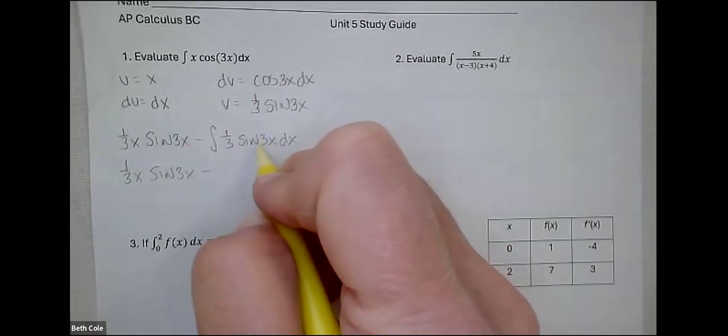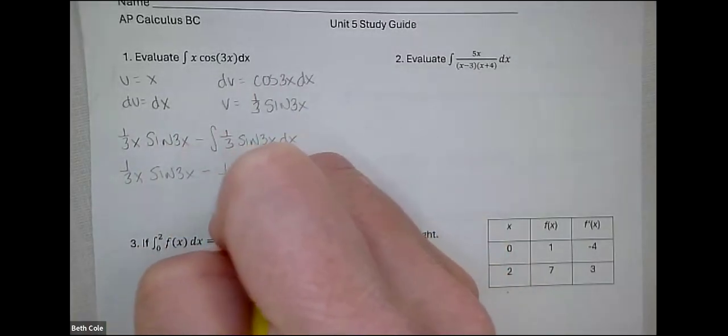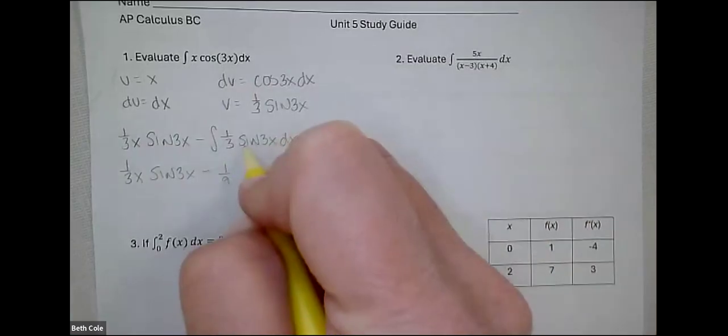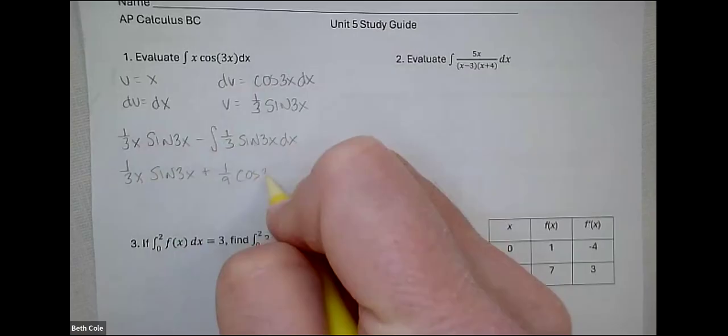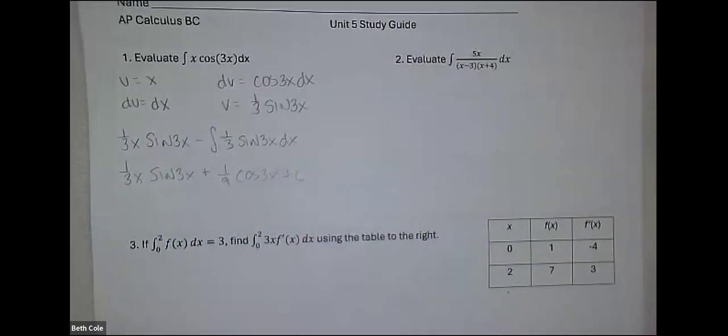We're going to need another 1/3. So a third times a third is going to be a ninth. And actually, it's going to be negative cosine. So the negatives are going to cancel. Well, cosine of 3x and then plus c.